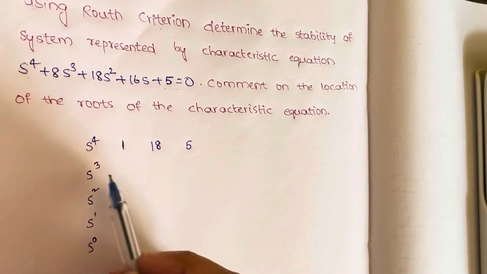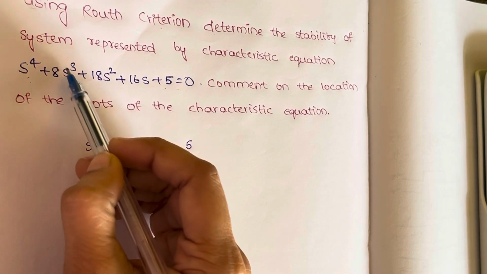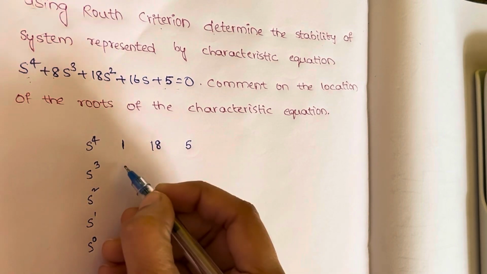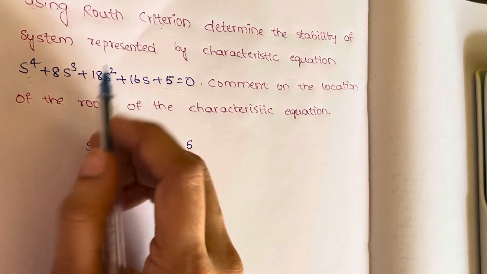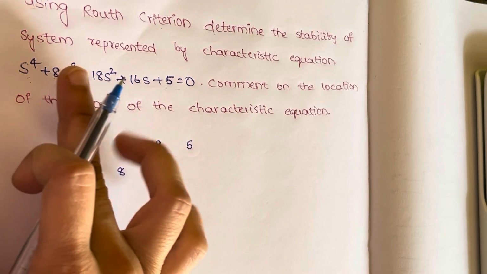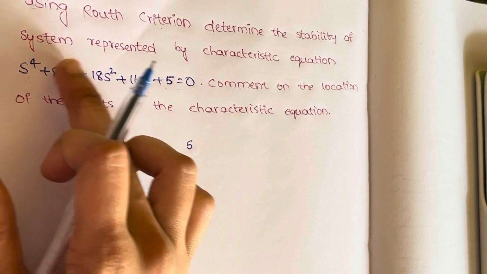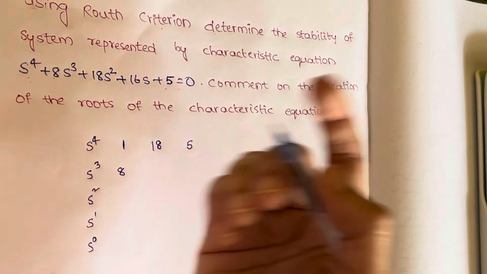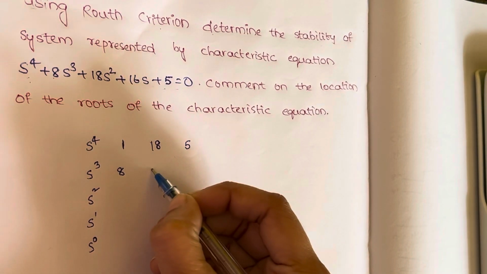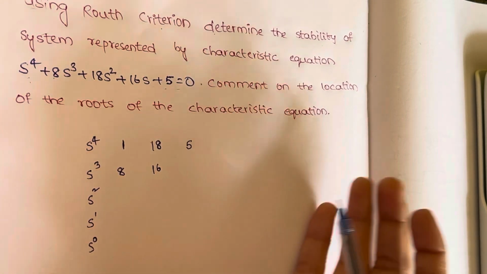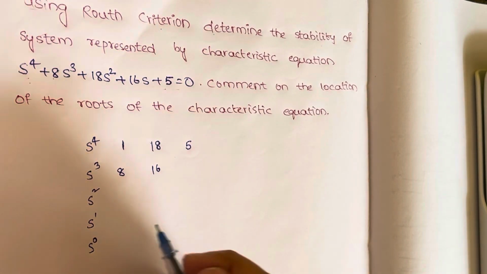Now we have to consider s^3. The coefficient of s^3 is 8. We only have to consider the odd powers, that is s^3 and s^1, so 8 and 16, and the rest we don't have, so it is 0.